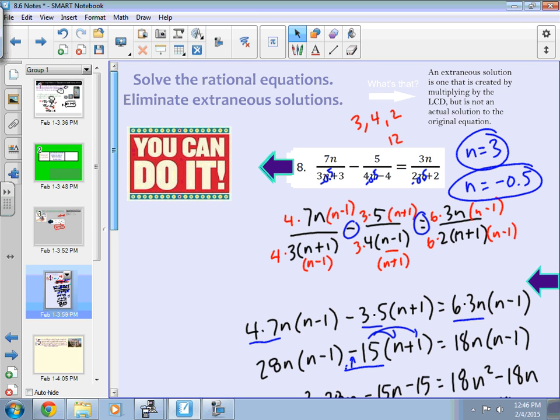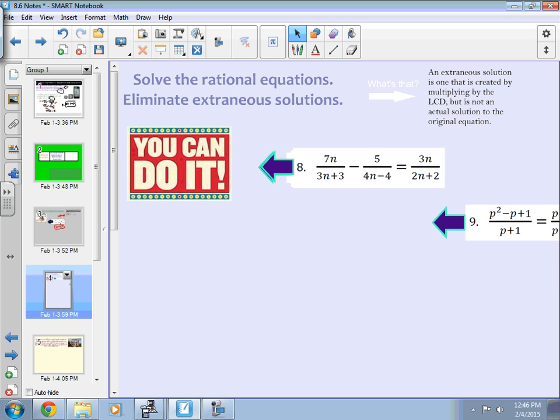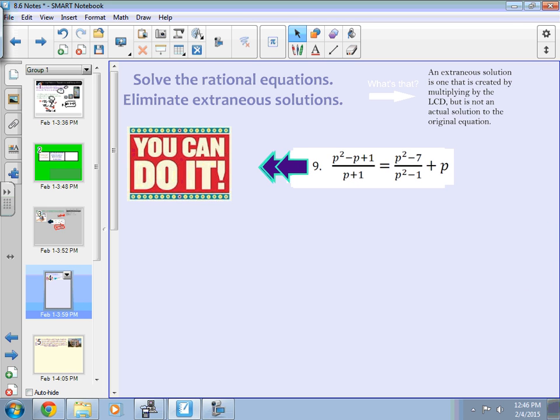All right, why don't you guys pause it again, try number 9 out, see if you can do number 9 and get that one. So try it out, get a common denominator first. You're going to need to do some factoring.